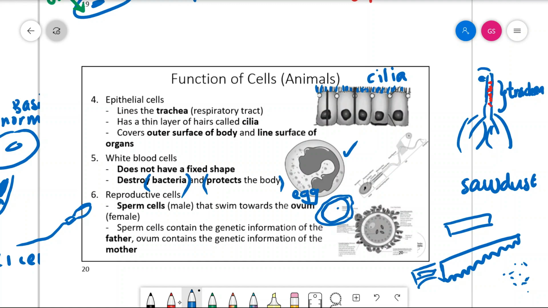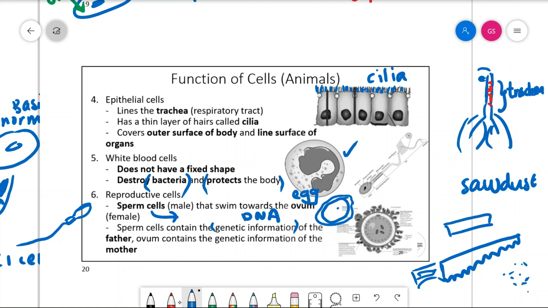So sperm cells swim towards the ovum inside a female's body to create a fetus. Since the sperm cell belongs to the male, that means it belongs to who? The father lah, because male, the father mah. So it will carry the genetic information. And genetic information is what? The DNA. We learned this before, we call it what? Deoxyribonucleic acid. This DNA contains the information of your father. Things like the color of your hair, color of your eyes, the size of your nose, the length of your fingers, the tone of your skin, that kind of thing.